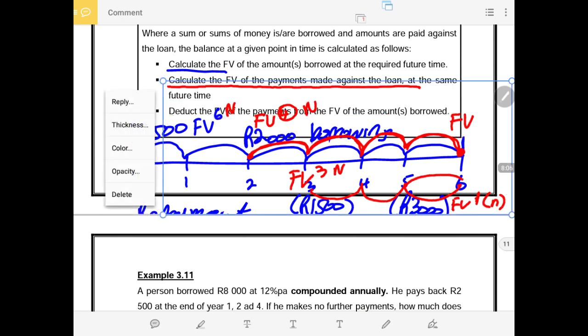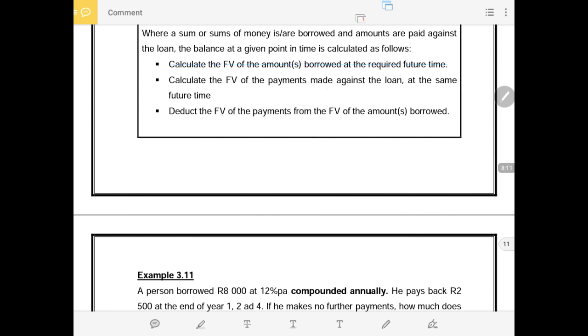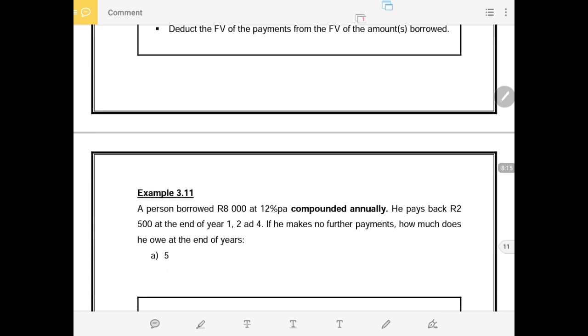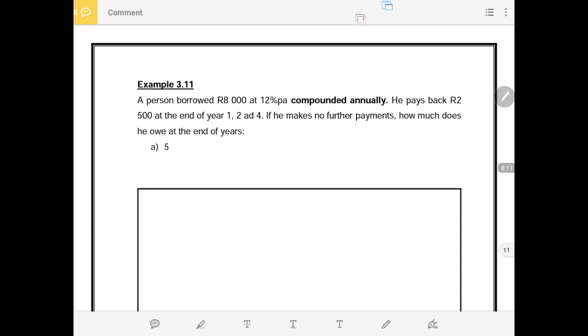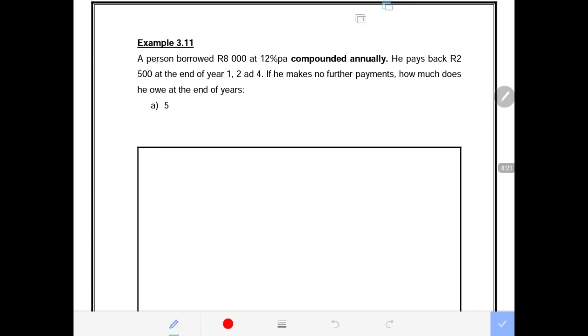Now that has explained all the basics and the foundation, and with what I have said, I think you can just go straight to 3.11 and you respond to 3.11 without any of my help. But let me continue. It says a person borrowed how much?